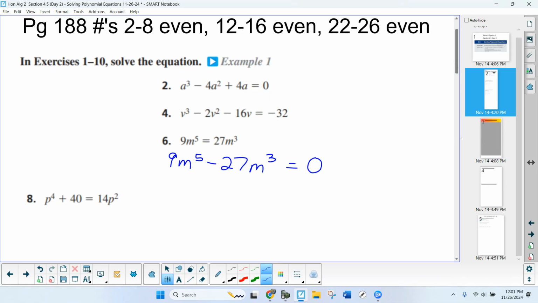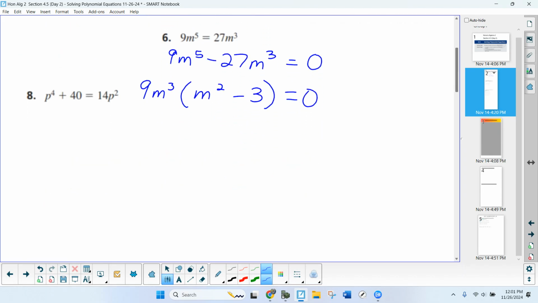9m cubed. Okay, so when you take out a 9m cubed, Quinn, what do we have left? M squared. Uh-huh. And 3. Minus 3. Okay. Now, this is the one I kind of showed you in the notes yesterday, and we talked about, can we factor any further? Well, this is a monomial. It's done. This is a binomial, and that is a square, but is 3 a perfect square? So you can't factor any further. So at this time, you just set each of these equal to 0. So 9m to the 3rd equal to 0, and m squared minus 3 equal to 0.